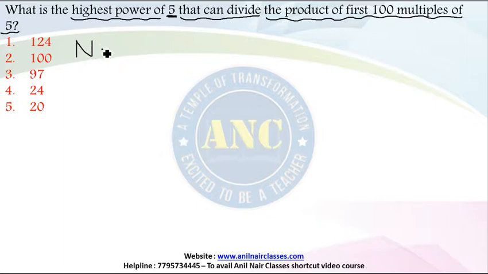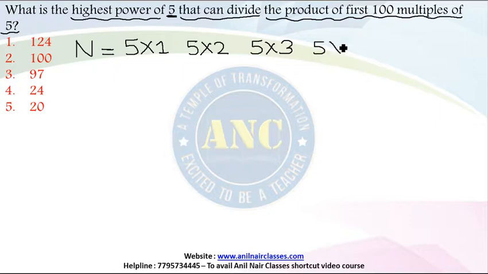The product of first 100 multiples of 5. Let me call that n. Now, the first multiple of 5 is 5 into 1. Second multiple of 5 is 5 into 2. Third multiple is 5 into 3. Fourth multiple is 5 into 4. And the 100th multiple of 5 is 5 into 100. What I have written right now are the first 100 multiples of 5.